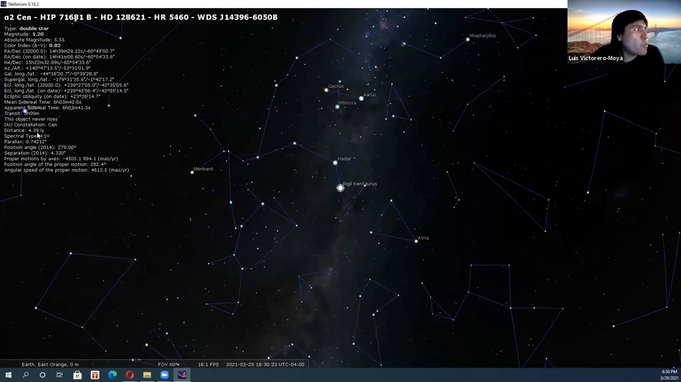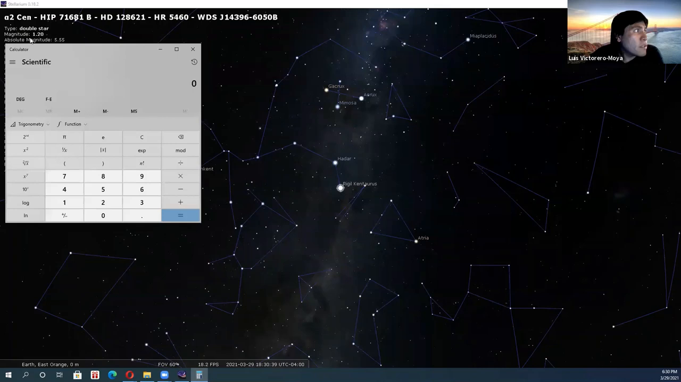So 4.39 light years, it's approximately 1.1 parsecs. So that's less than 10 parsecs. All right. So let's take a look at their absolute magnitude and apparent magnitude. The apparent magnitude is 1.2. The absolute magnitude is 5.55. So the apparent magnitude minus the absolute magnitude gives you a negative number.